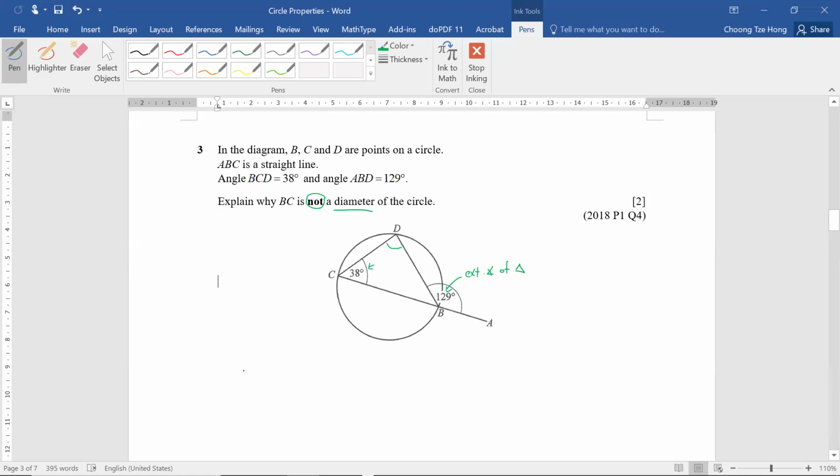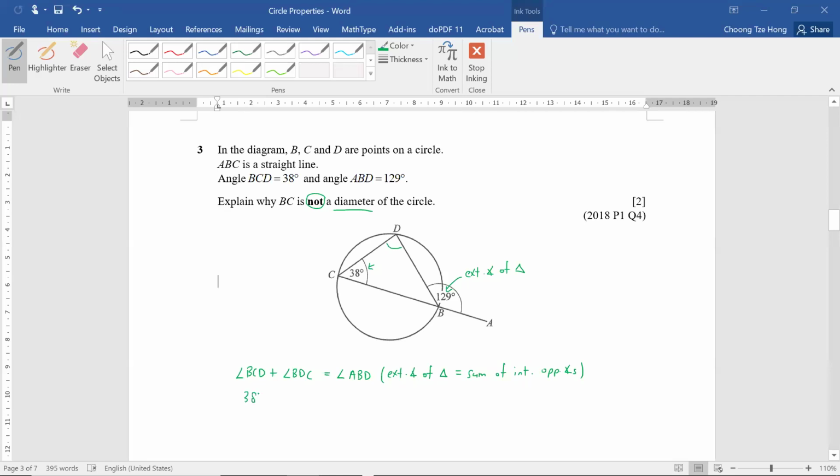So angle BCD plus angle BDC. I'm now adding up the two interior opposite angles, and it will equal the exterior angle ABD. All right. So this is the property: exterior angle of a triangle equals the sum of interior opposite angles. Okay, so now let's find the values and calculate angle BDC.